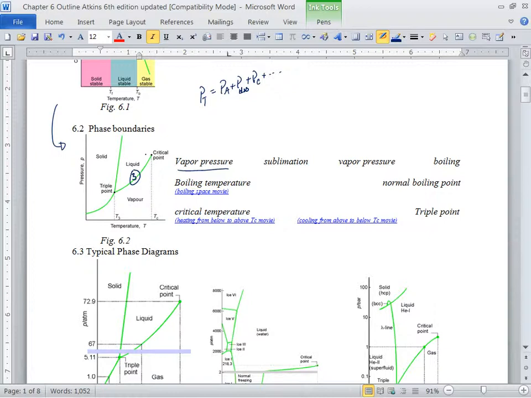Now, not everyone's done the Ramsey-Young. Who has done the Ramsey-Young lab? The vapor pressure? Yeah, the vapor pressure. So if you've done the Ramsey-Young lab, you're actually making little points as to the vapor pressure of whatever that compound. I think it was acetone or something. Yeah. But how did you do it?